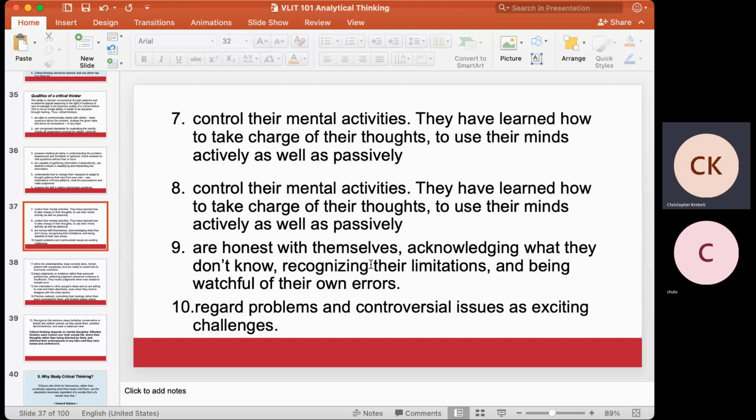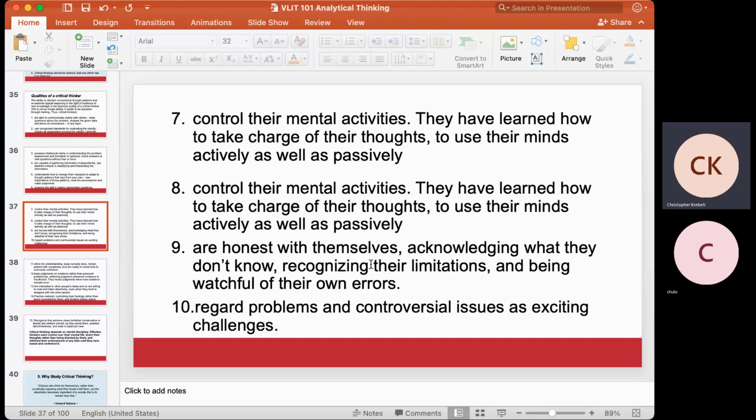So if you are not a critical thinker, all of this doesn't concern you. You will not be honest with yourself. You will not acknowledge that there is something you don't know. You will not acknowledge it. Even your limitations, you will refuse to recognize them. And to watch out for your errors, you will never even orient yourself towards it. But critical thinkers do that.